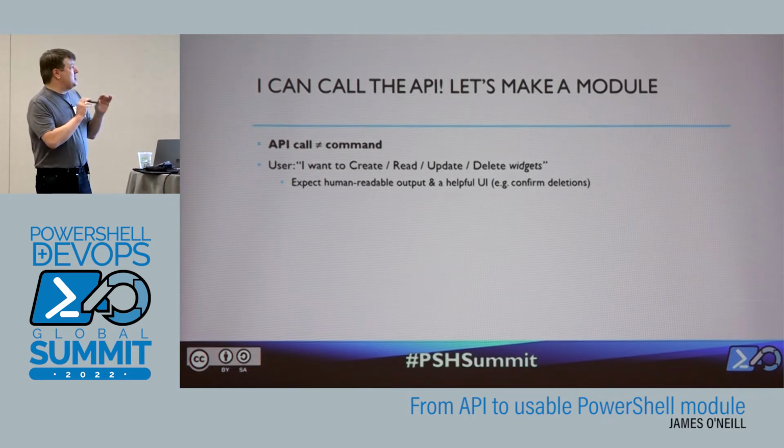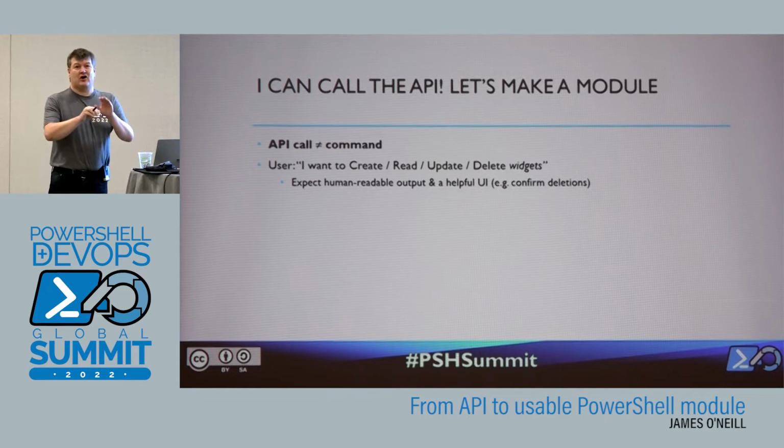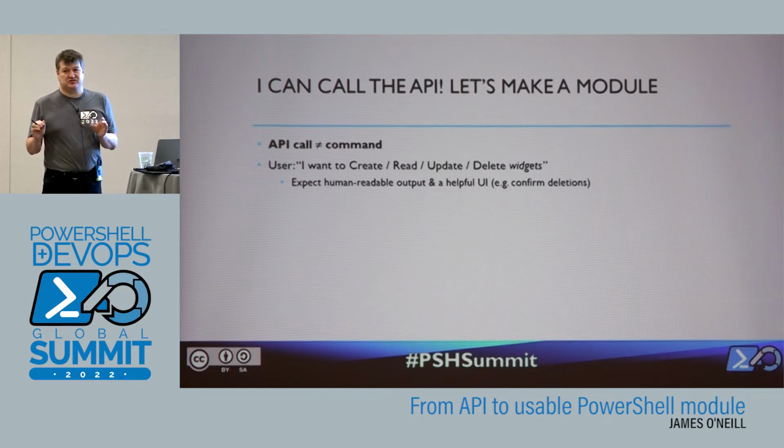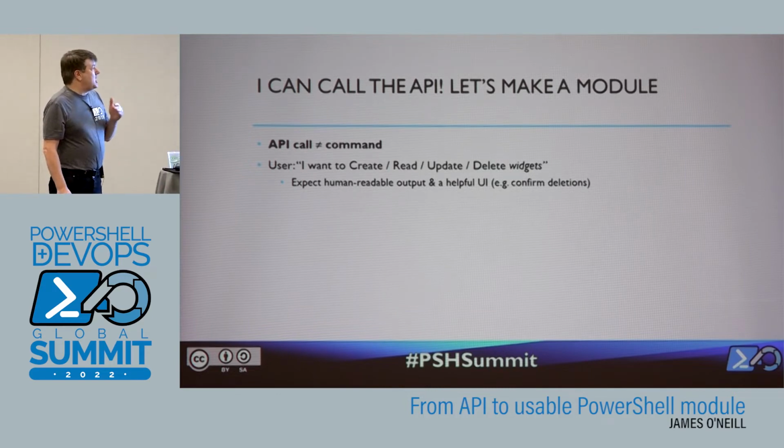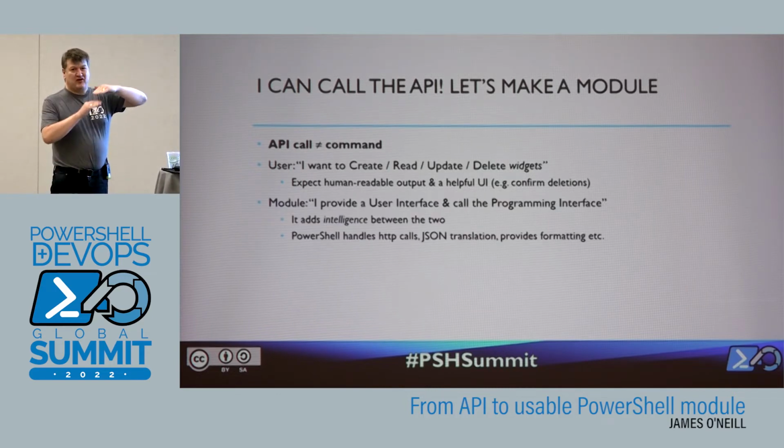If I go delete environment in Octopus, I expect PowerShell to come back and say, are you really absolutely sure you want to do this? And the module is kind of providing some intelligence between me and the API. So that layer between the user interface and the programming interface, where the program itself sits, is supposed to provide some intelligence wiring this lot up.